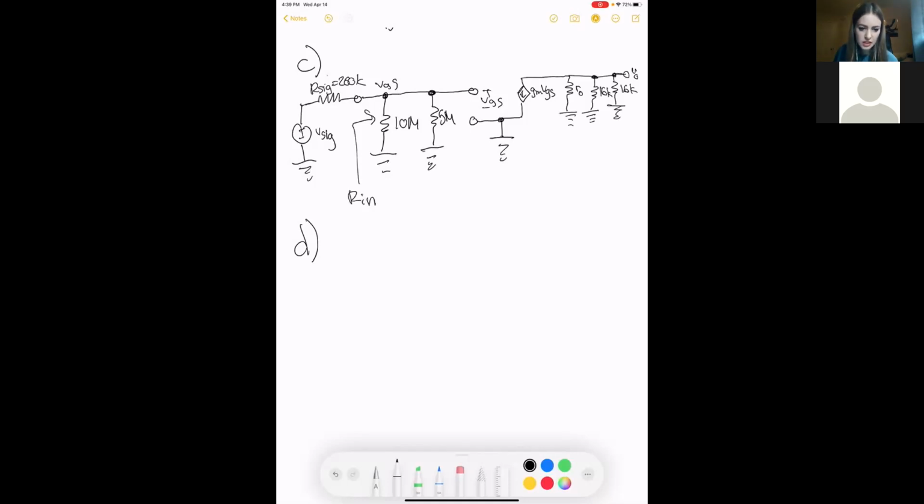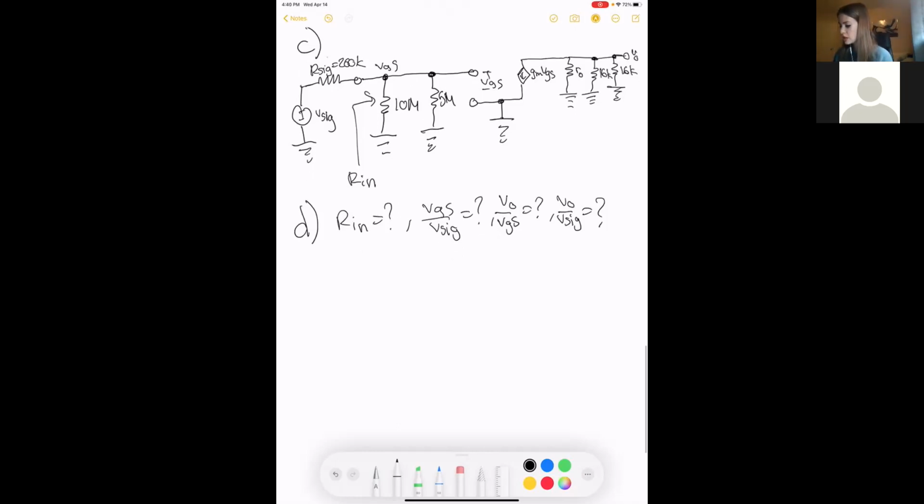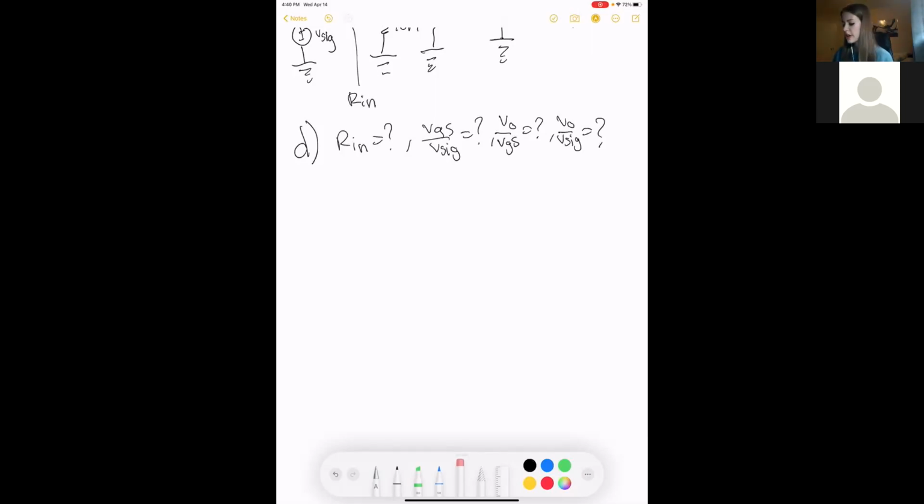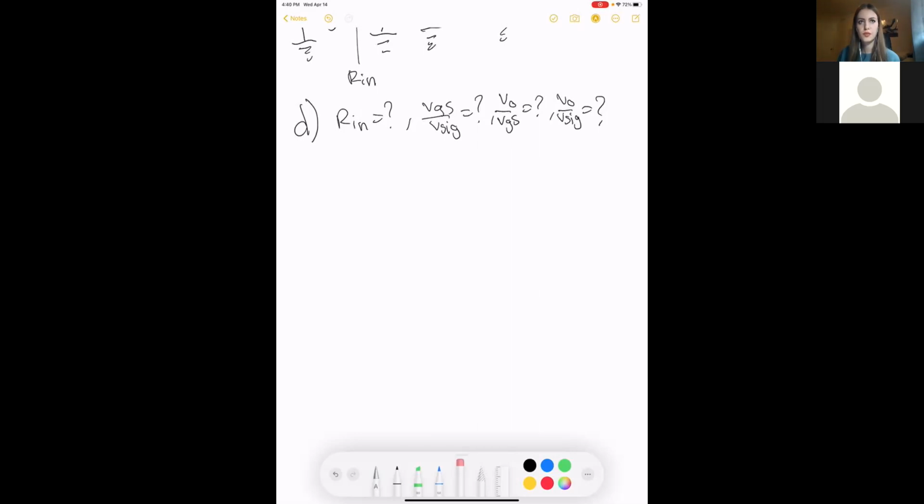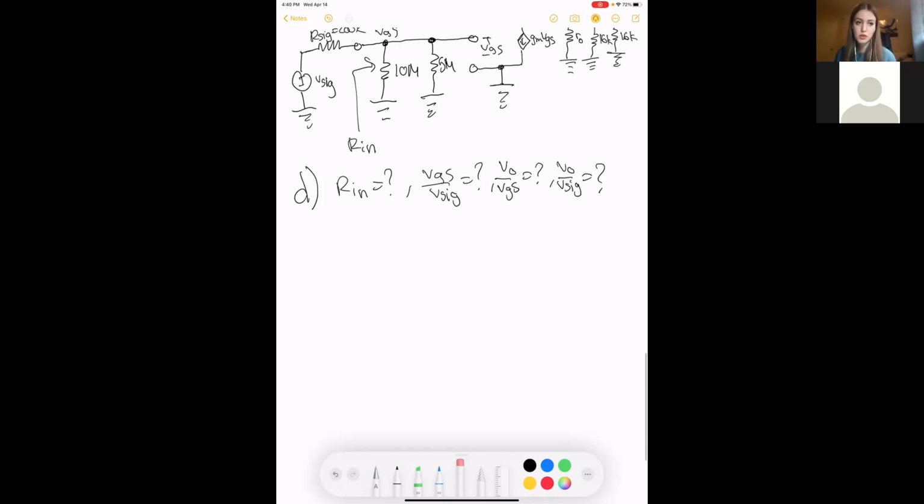All right, so what does part D ask us to find? It says find Rin, VGS over Vsig, Vo over VGS, and Vo over Vsig. So again, I remember in my assignments, and I'm sure in your assignments, and maybe even a practice final, you have circuits with a MOSFET and a BJT, or multiple BJTs or multiple MOSFETs. But what you have to remember always is, again, write what you know, write all of your equations, and do as many of the loops and nodal analysis as you can, or the ones that you know will help you find what you need.